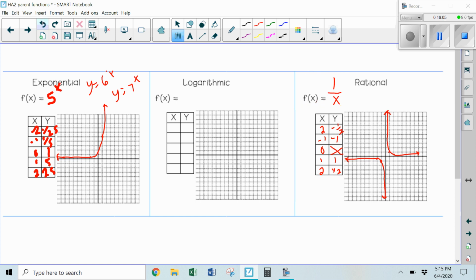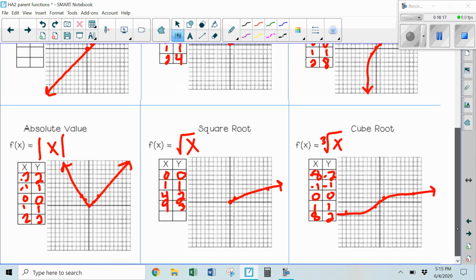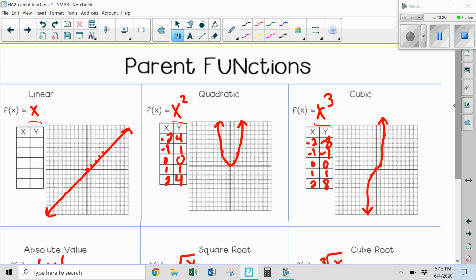Okay, so for tonight, just study these parent functions. And if your note paper is really a mess and you did a lot of scratch work, maybe print out a new one and make it really nice and neat so you have it for a long time. All right, go ahead and study those parent functions tonight.